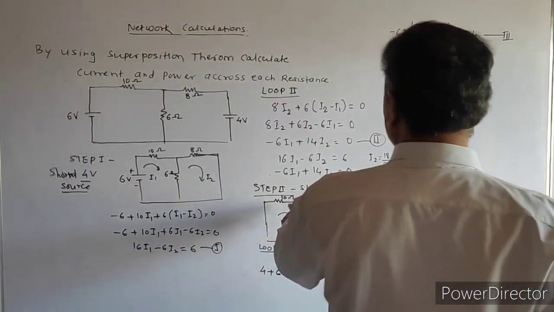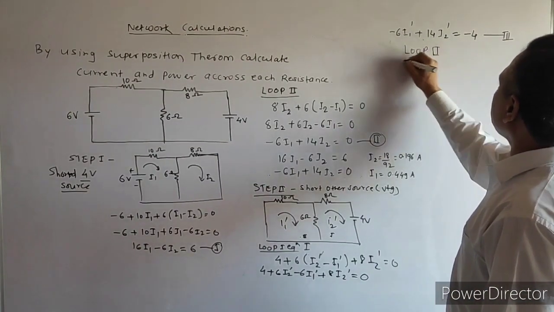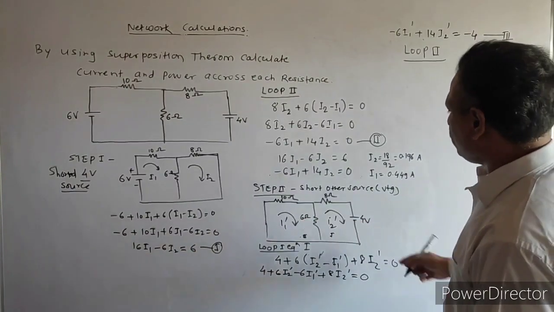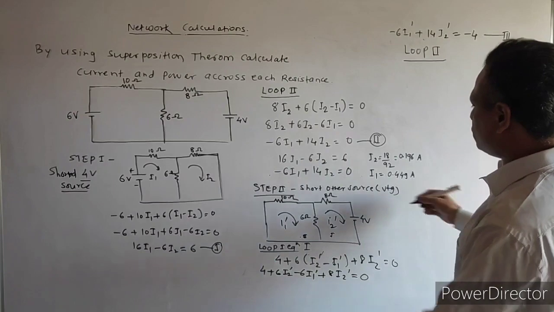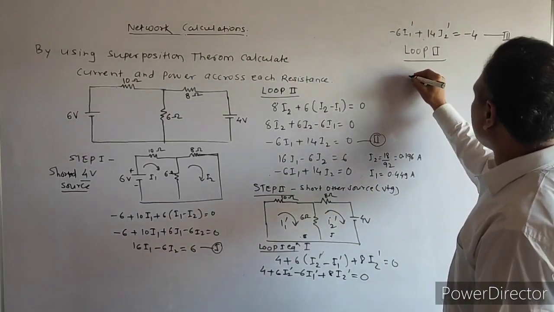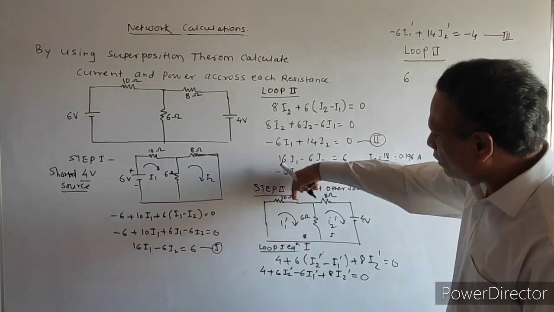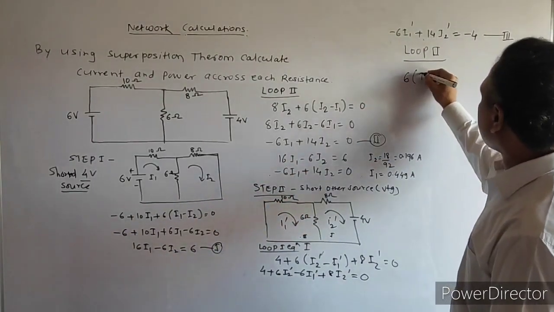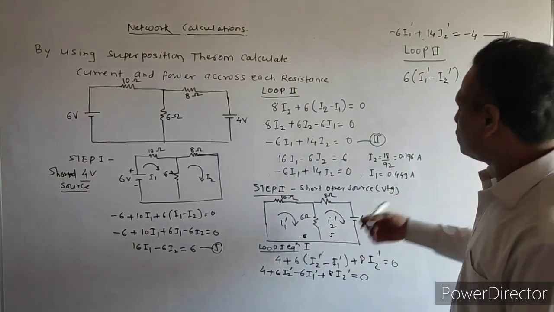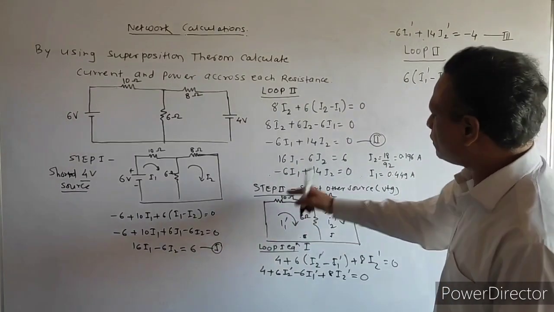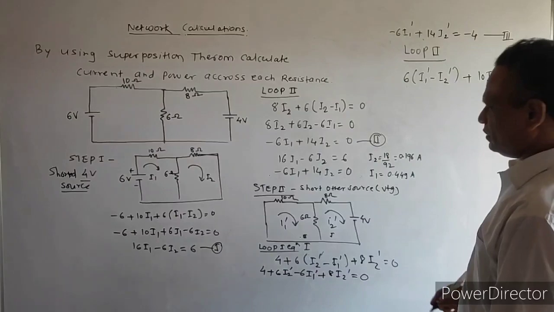Now we'll see for loop 2. In loop 2, we'll write the equation. We'll start from this 6 ohm, or we can start from 10 ohm also. So first I'm going to write the current through the 6 ohm. Now we are considering this loop, and for this loop we have to treat that I1 dash is bigger than I2 dash, right? So the remaining will be plus 10 into I1 dash, equal to 0.